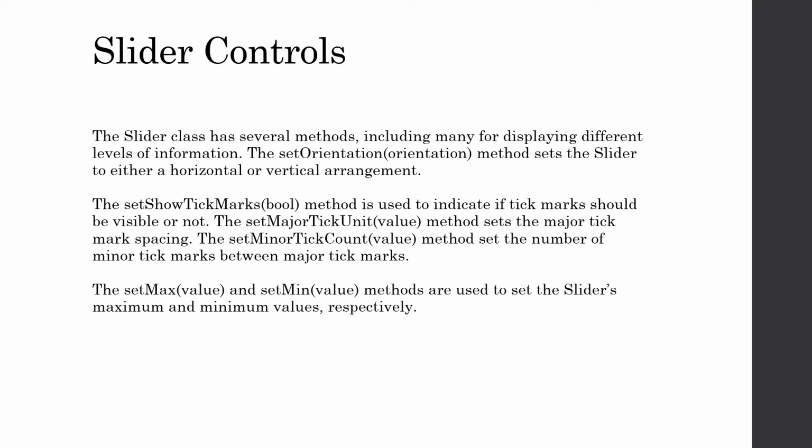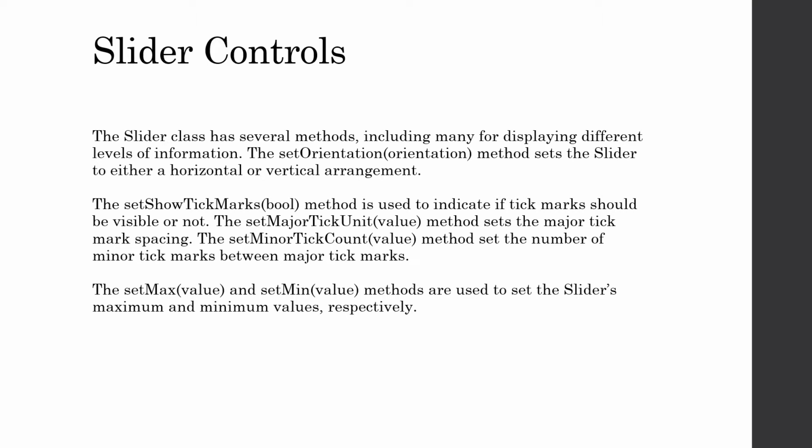So there are going to be several methods, including many for displaying different levels of information. So the first one we have is the set orientation method, which is going to take an orientation of some kind. So this method sets the slider to either a horizontal or vertical arrangement. We have the set show tick marks method. This is going to take a boolean, either true or false. This is going to be used to indicate if tick marks should be visible or not.